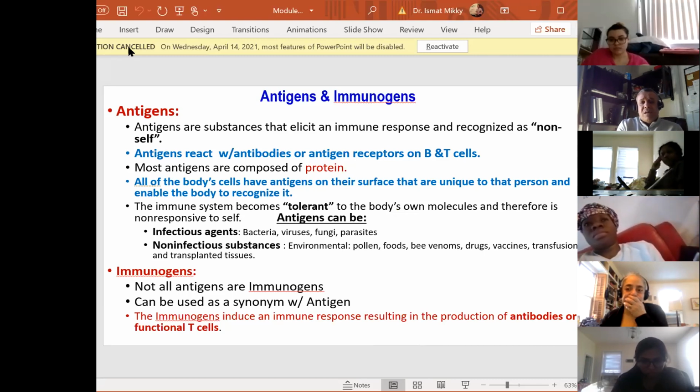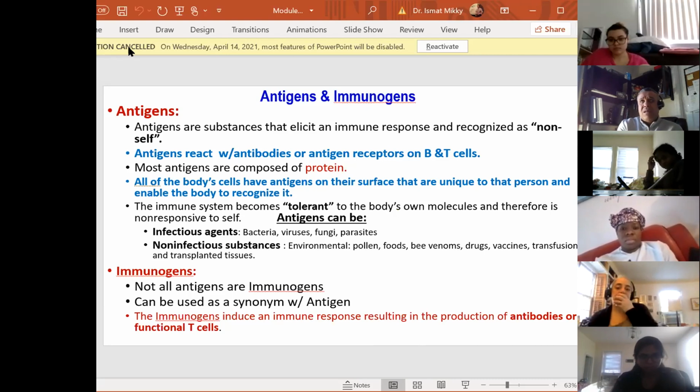Immunogen can be used as a synonym with antigen. Some textbooks even use it as a synonym. Not all antigens are immunogens, because there are some antigens that are weak and not potent or strong enough to elicit the immune response. An example of that would be poison ivy. It's called a hapten. It's not an immunogen. An antigen that is able to elicit the immune response is called an immunogen.